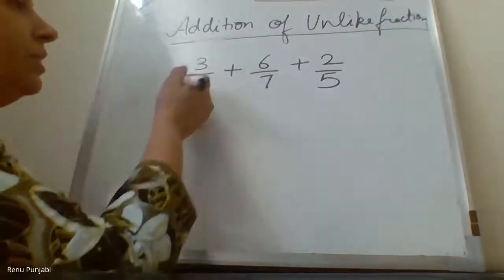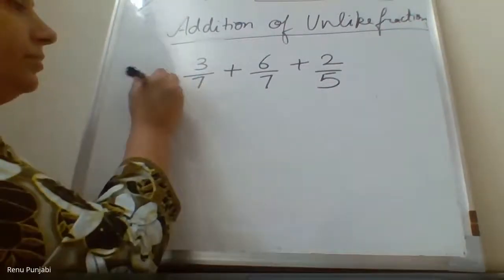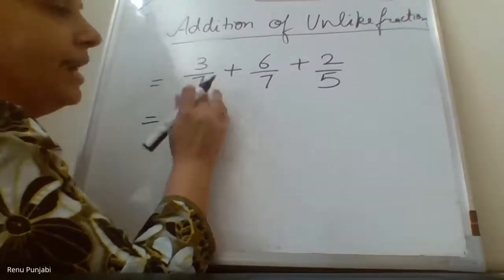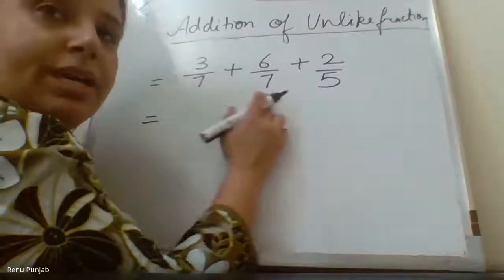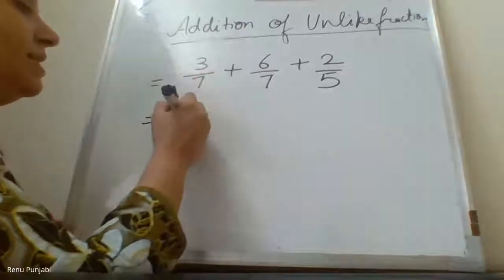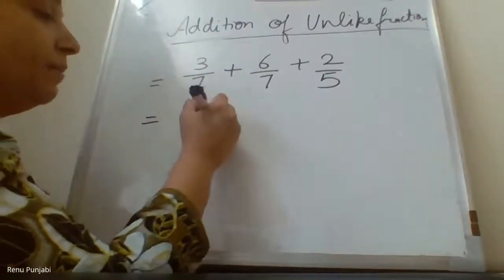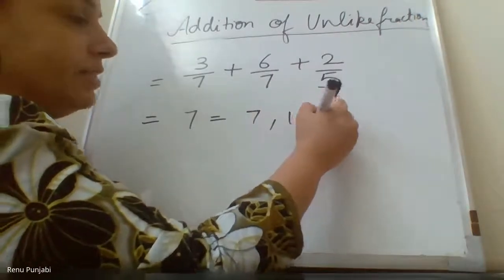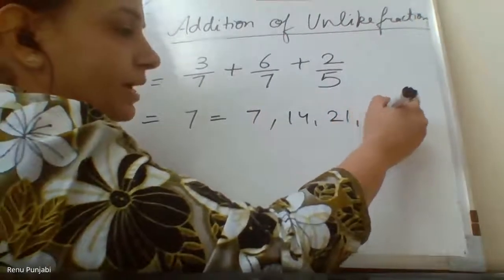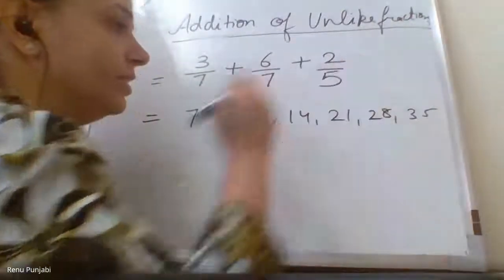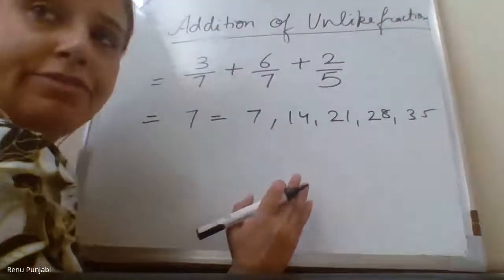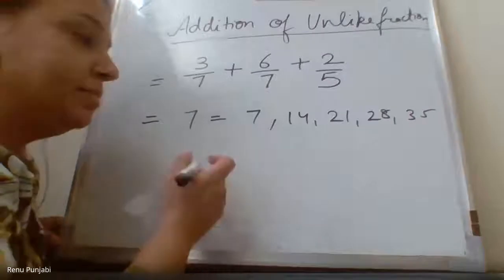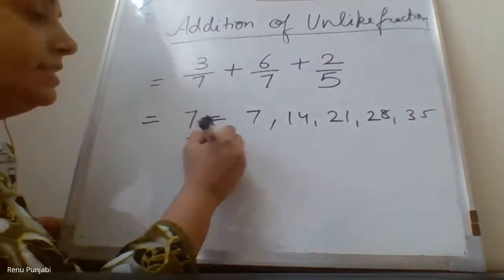Now here you have to write the multiples of these three numbers. Multiples means multiplication table. 7 ones are 7, 7 twos are 14, 7 threes are 21, 7 fours are 28, 7 fives are 35. First, we will write till 5. We will check which is the lowest common multiple. Then again, it is the same number.